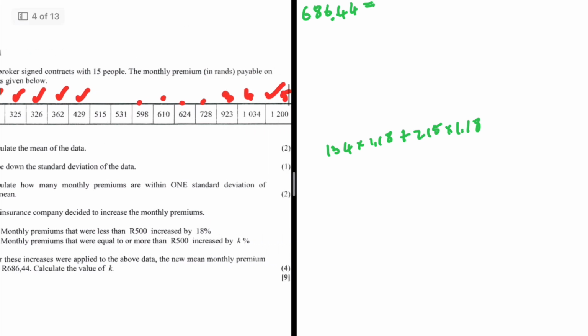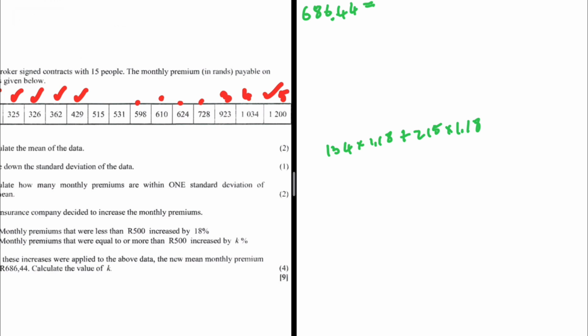And then the other values, which increase by K%, we are going to say 515 multiplied by 1 plus K over 100. Right, that is the increase by K%. And then we're going to go to 531 and do the same thing.